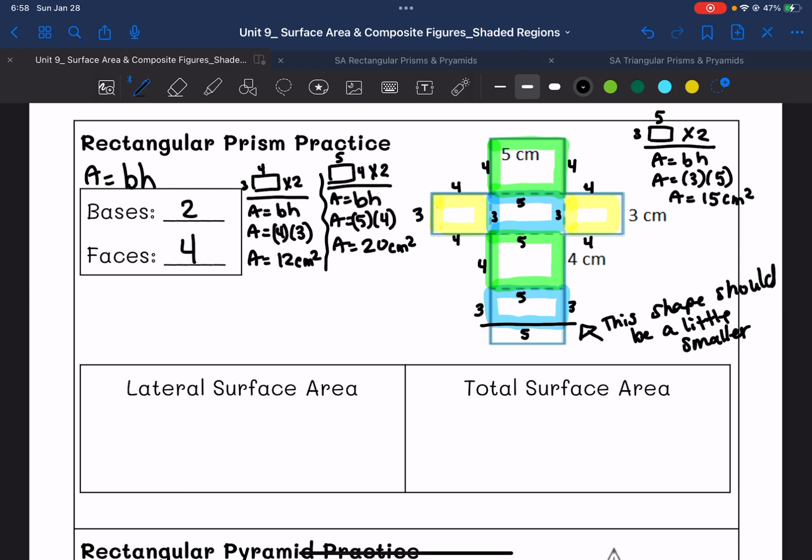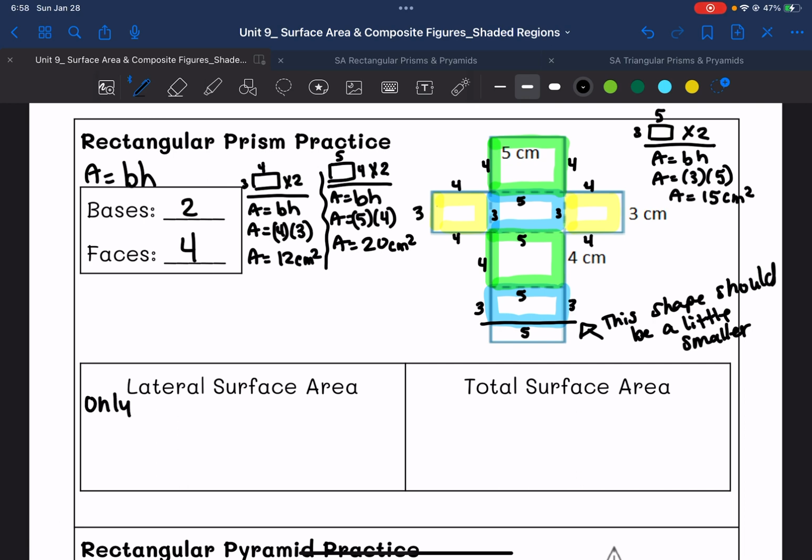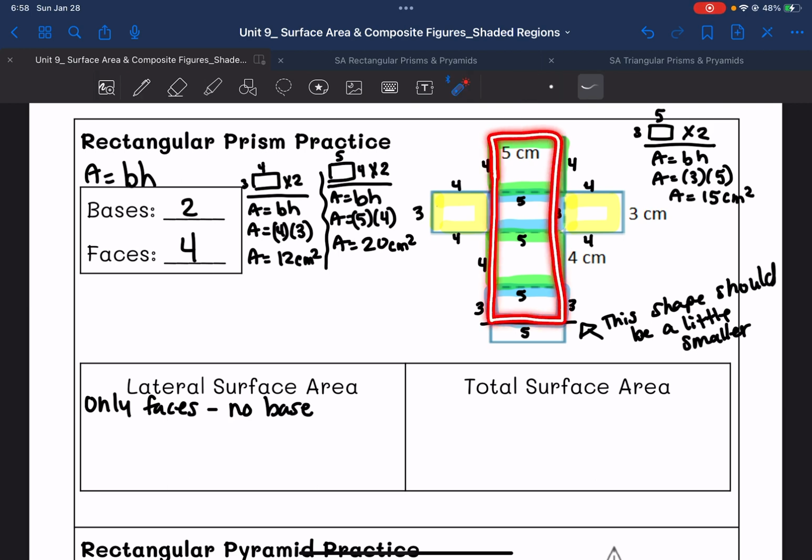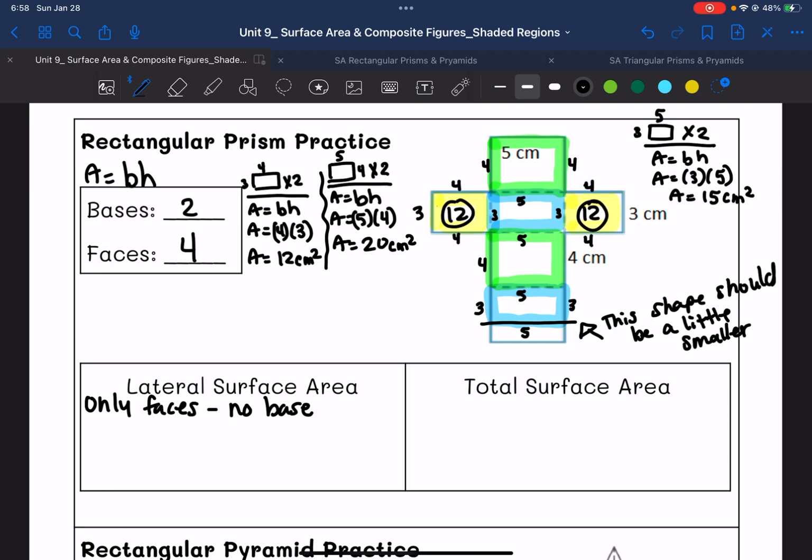But let's talk about this. So lateral surface area, let's write this here, is only faces, no bases. So all that is this right here. So a couple of things. For the notes only, for the 3 by 4, I'm going to write 12 inside here. For the green one, which is the 5 by 4, I'm going to write 20 in here, 20 in here. For the blue one, I'm going to write 15 and 15 here. Okay, so we have all of them labeled.